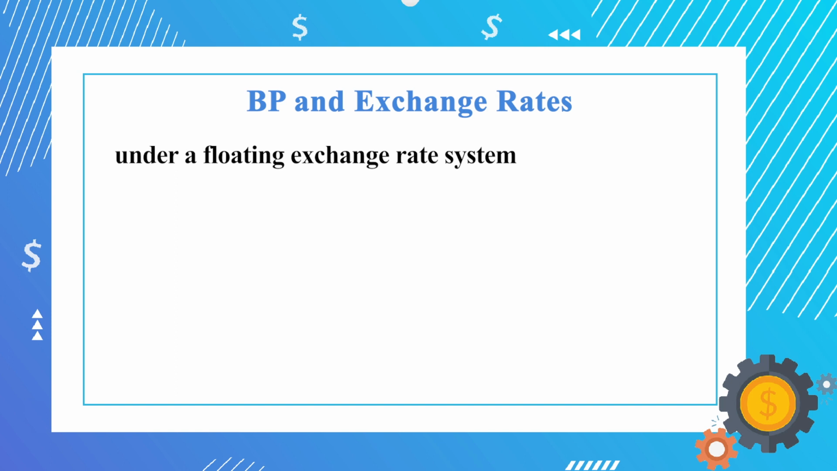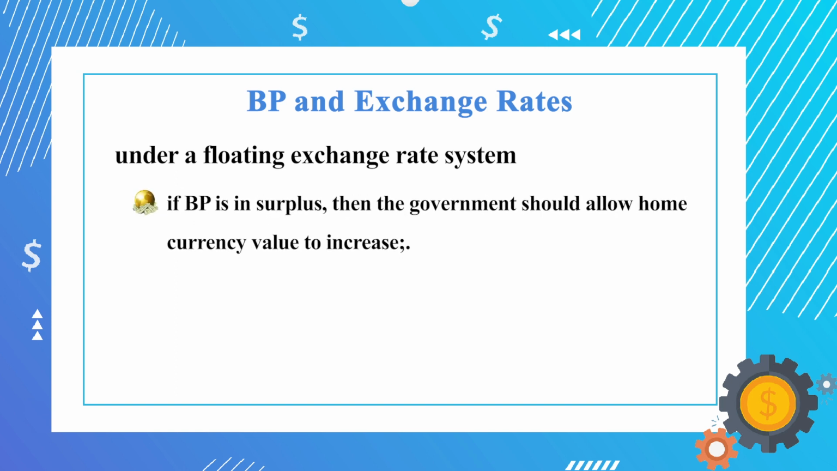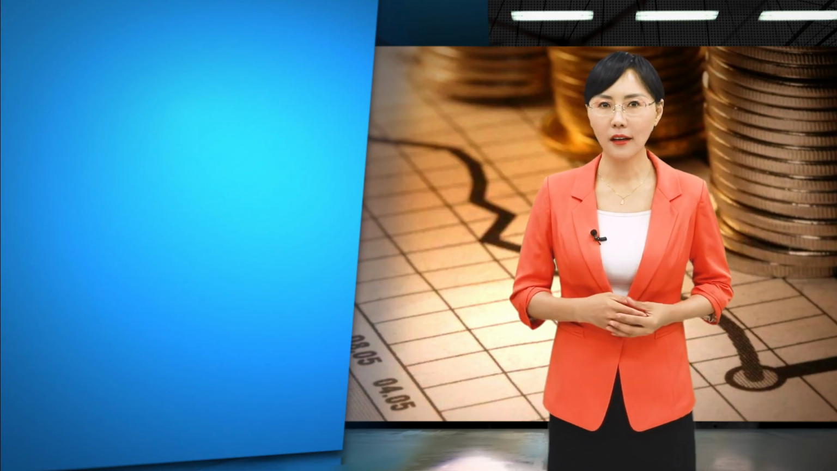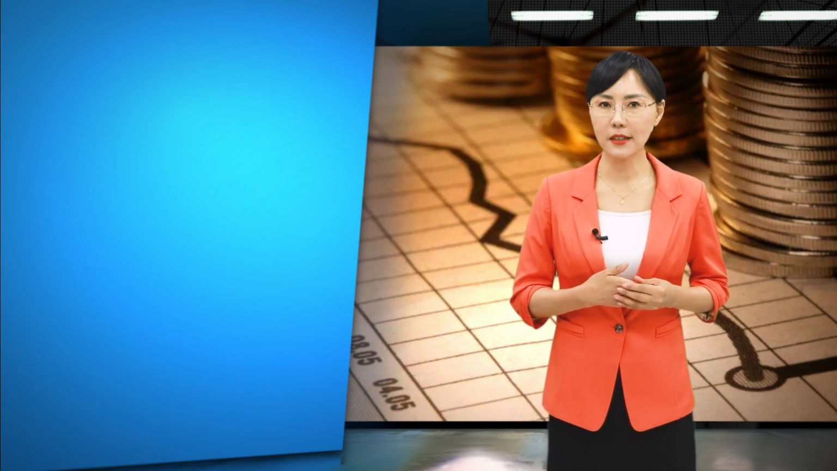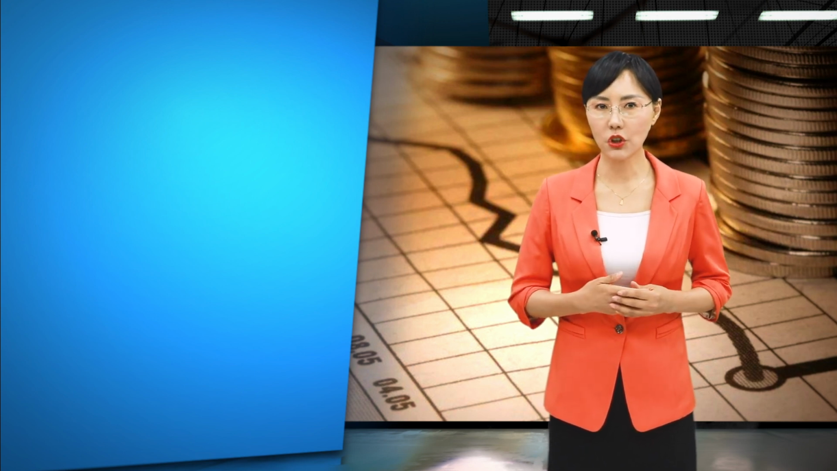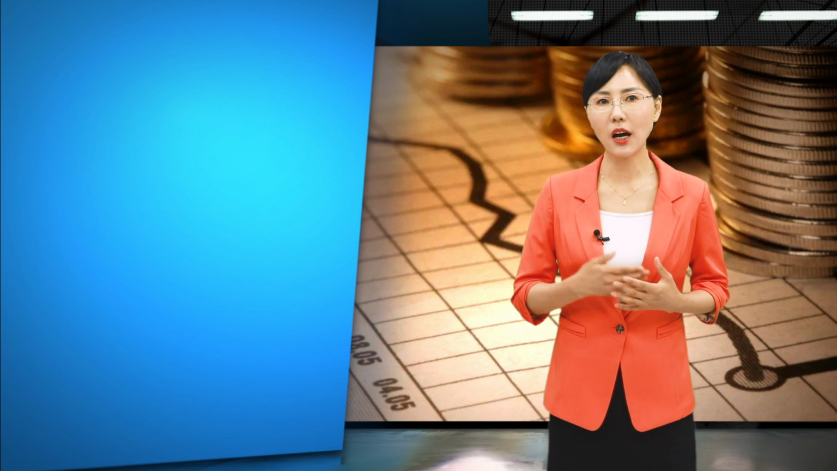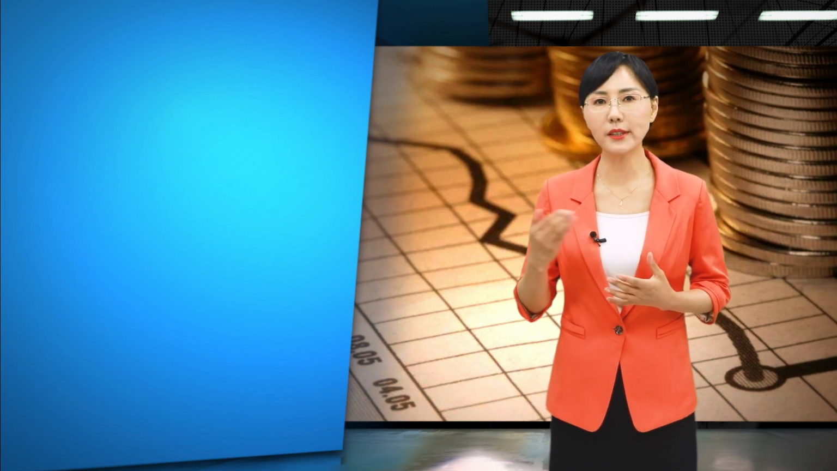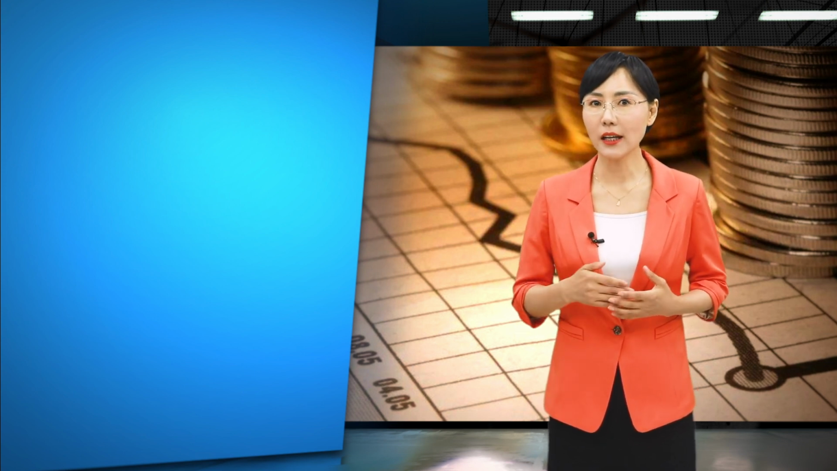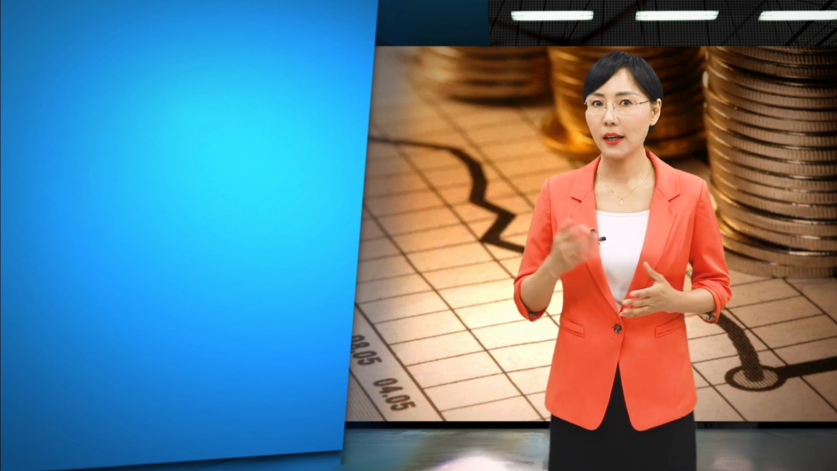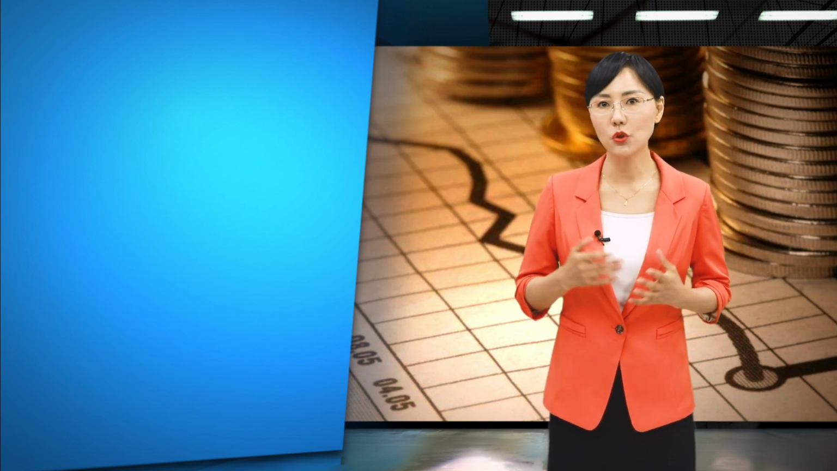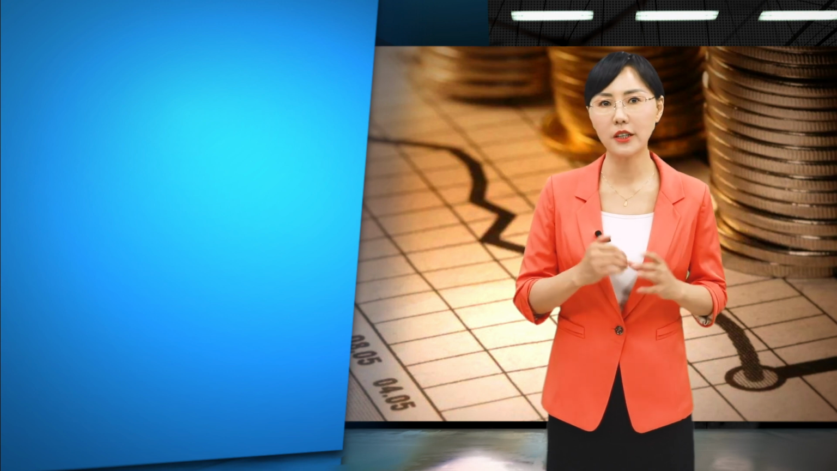Then, under a floating exchange rate system, the government should allow home currency value to increase. Under a floating exchange rate system, the government of a country has no responsibility to peg its foreign exchange rate. The fact that BP does not sum to zero will automatically alter the exchange rate in the direction necessary to obtain a BP near zero.